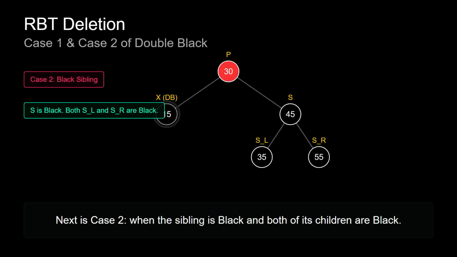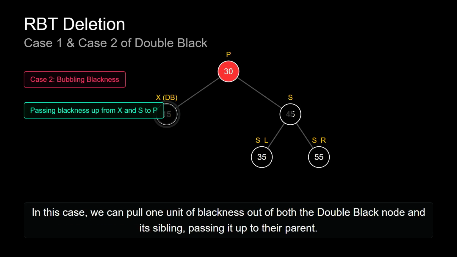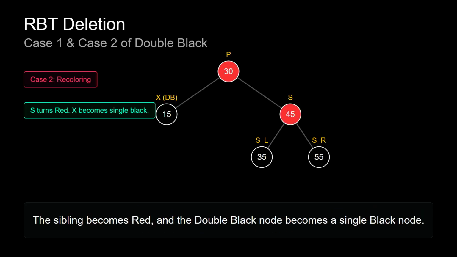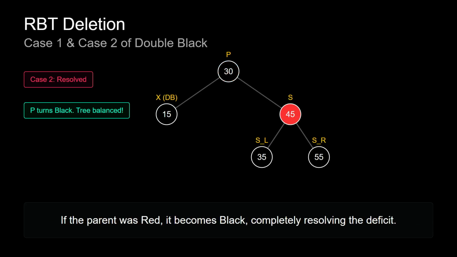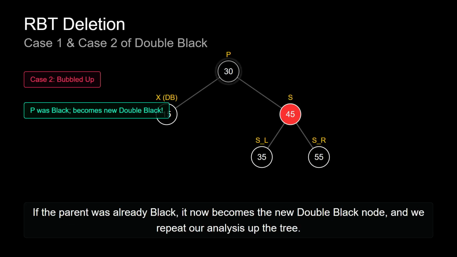Next is case 2, when the sibling is black and both of its children are black. In this case, we can pull 1 unit of blackness out of both the double black node and its sibling, passing it up to their parent. The sibling becomes red, and the double black node becomes a single black node. If the parent was red, it becomes black, completely resolving the deficit. If the parent was already black, it now becomes the new double black node, and we repeat our analysis up the tree.